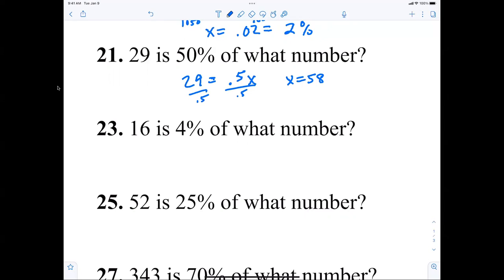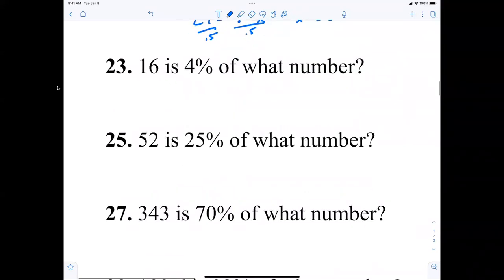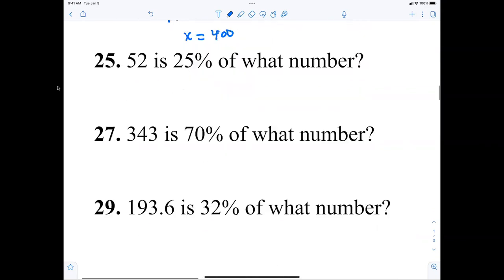Could you just multiply 0.9 times 2? Yes, that's the smart thing to do. All right. Miss Wood, tell me what to do for 23. 60 equals 0.4 times X. Very good. And that's 400. How much? 400. Are we okay with that? All right, here we go. Next.